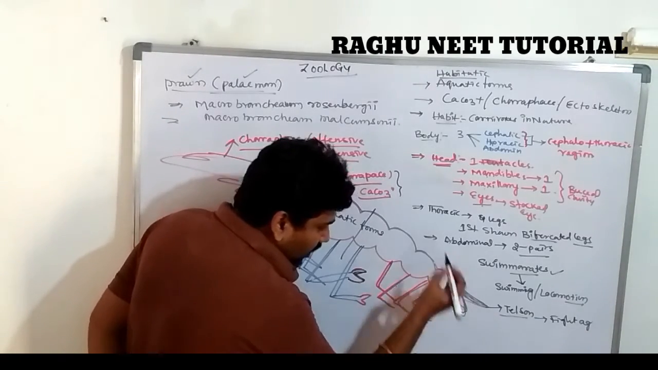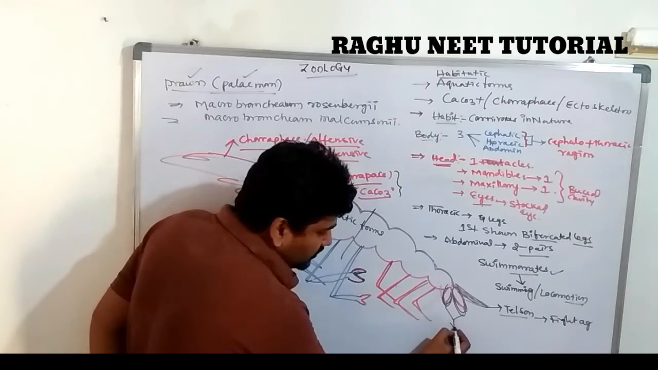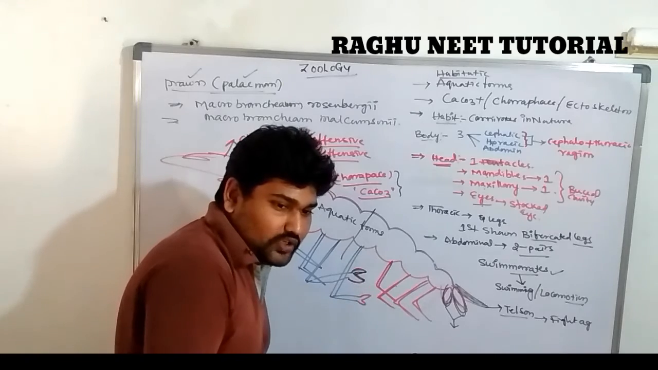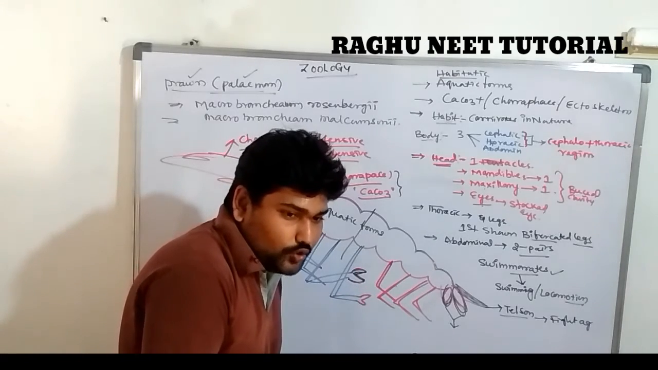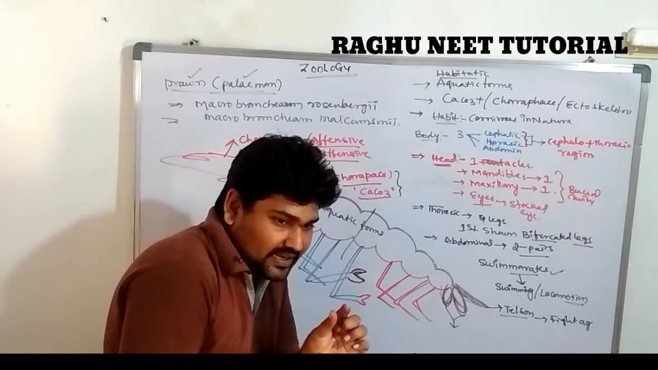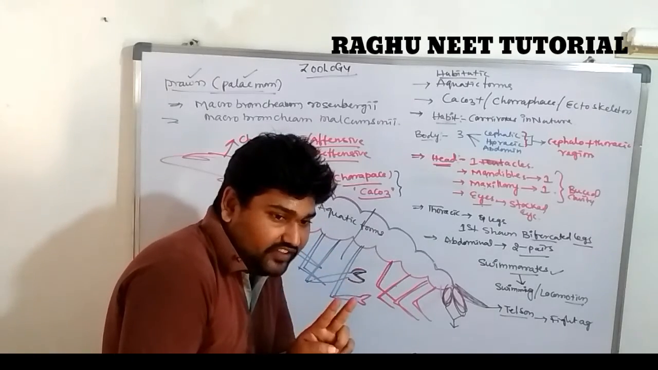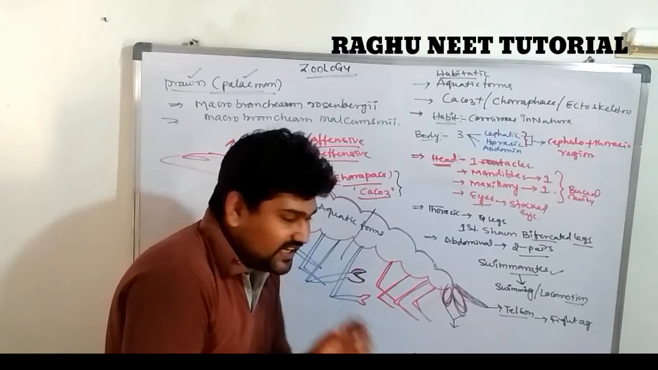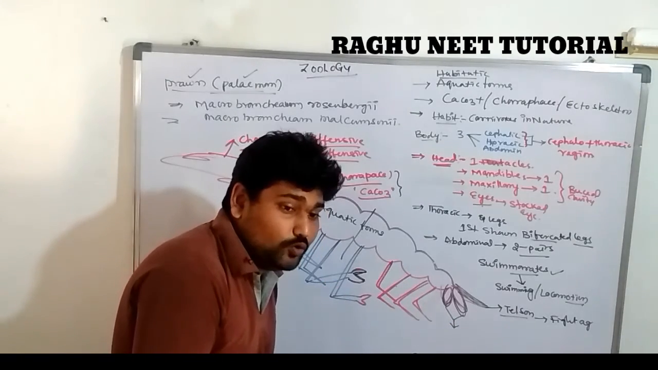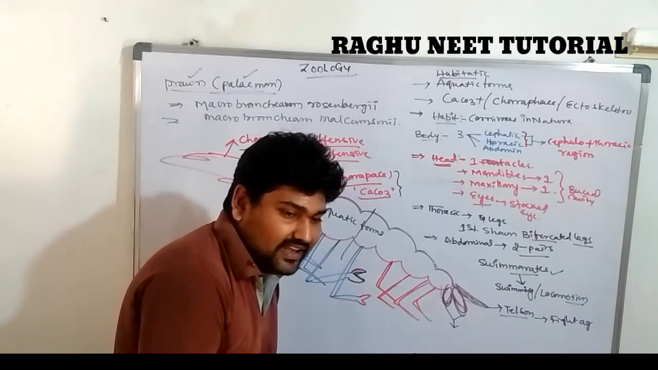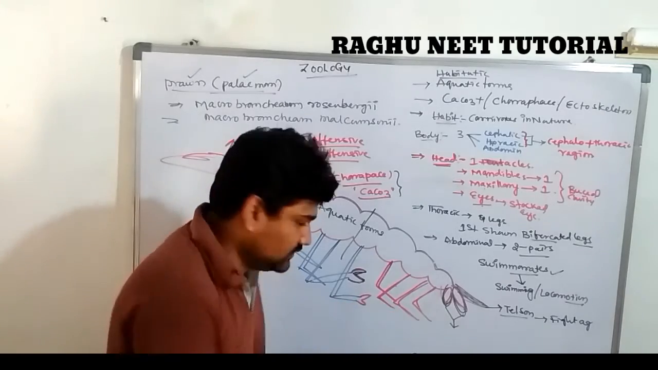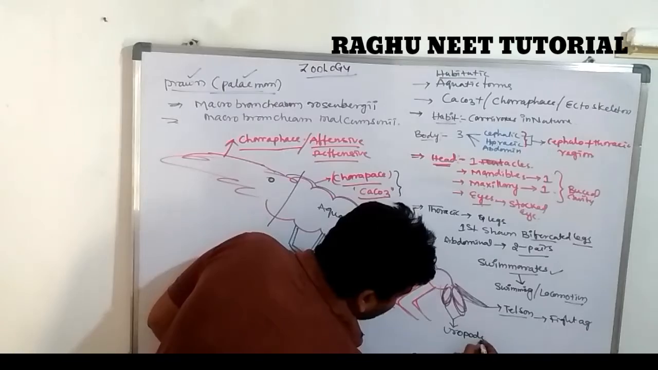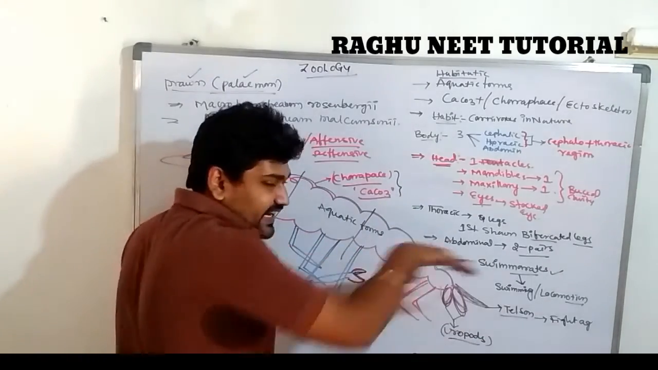of the body contains one pair of ports. Port means legs. It is immature ports. These immature ports are called uropods. Note down everyone. The last segment of the body contains one pair of immature ports. Immature ports means legs. These immature ports are called uropods. Uro is nothing but tail. Port means legs, so tail legs. These are known as uropods. These uropods are located in the posterior region of the body.